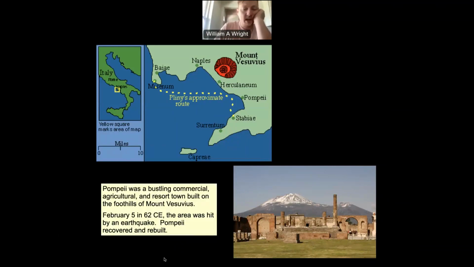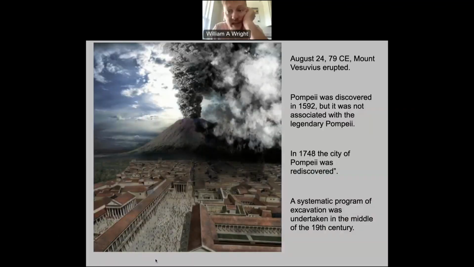In 62 CE, so that's AD, the area was hit by an earthquake. Pompeii did recover and rebuild. They did not get the hint sent by the earthquake. And in 79 CE, Mount Vesuvius erupts, coats the whole city in ash and lava, and destroys it. For all intents and purposes, the city of Pompeii is destroyed.